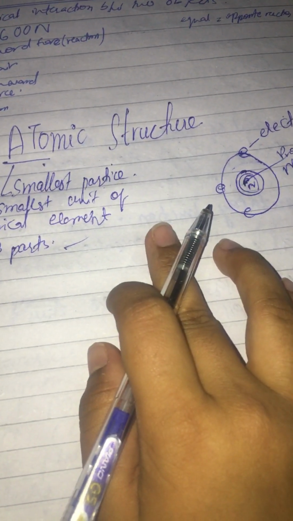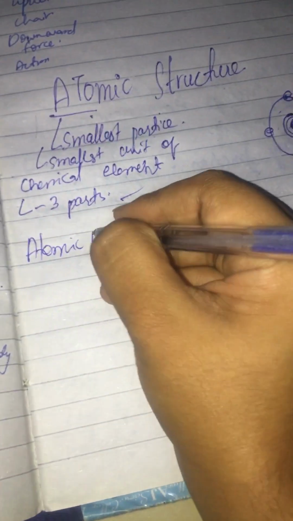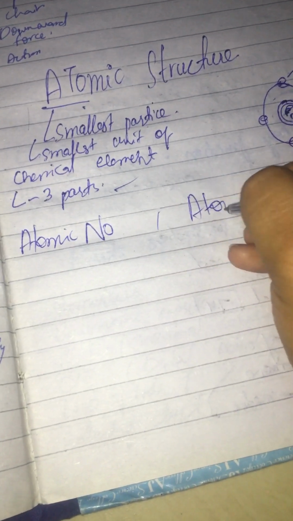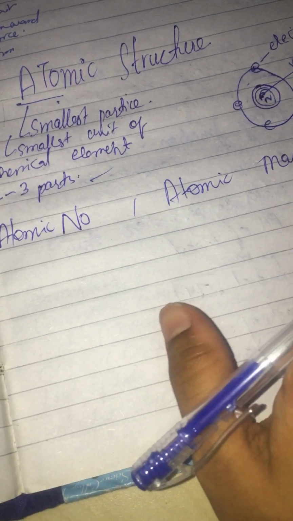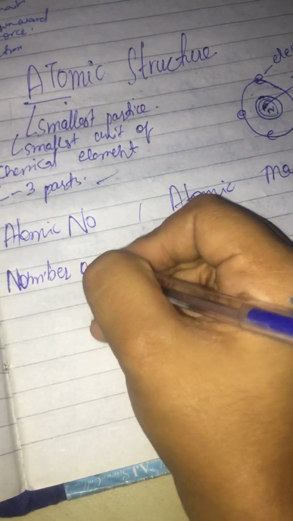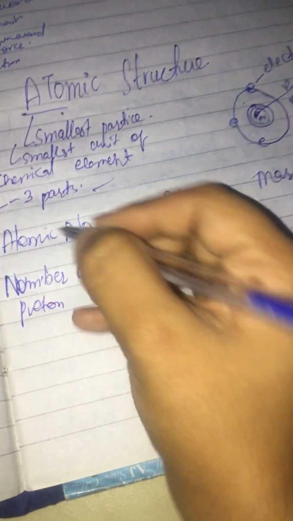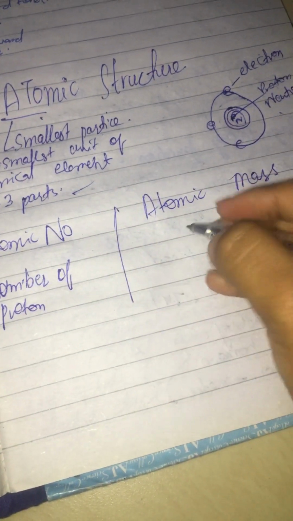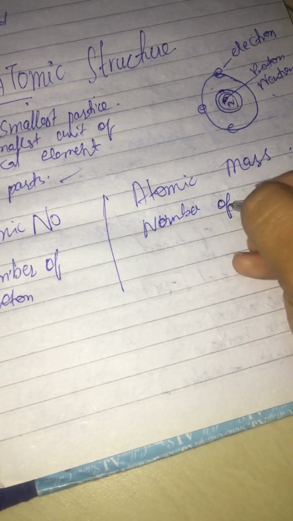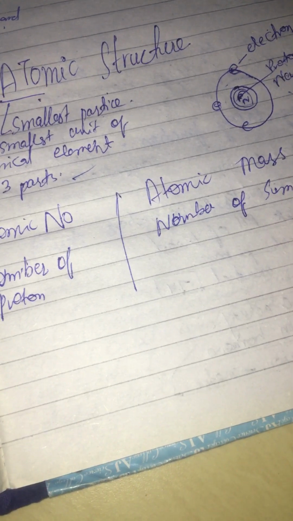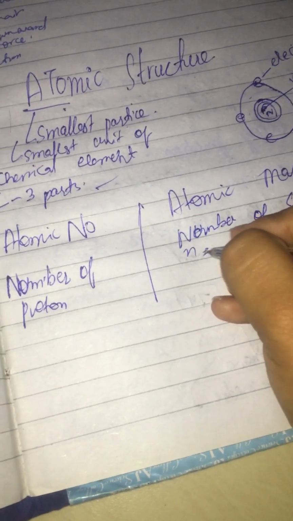Now if we move further to find the atomic number and atomic mass. How can we find the atomic number and atomic mass? The number of protons is known as the atomic number. And what about atomic mass? The sum of proton plus neutron is called atomic mass.